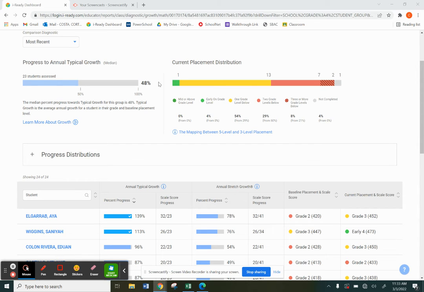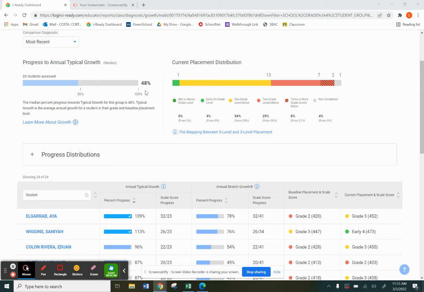So, this is looking at the whole classroom. This does not mean that the students scored a 48% average on the assessment. This is actually a median. And remember, a median is the middle number in a set of data. So let's talk about first how we arrive at this 48%.